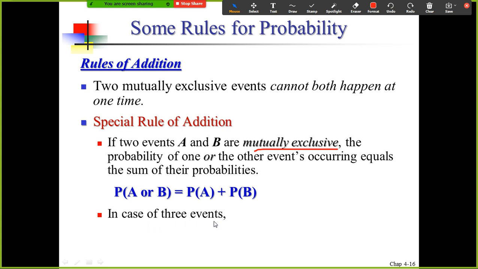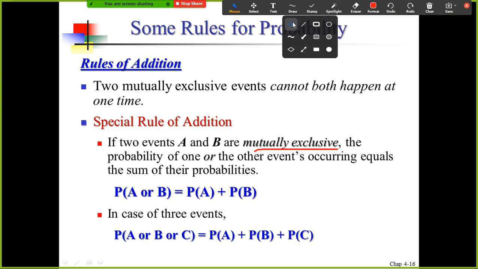In case of 3 events, because I say at least 2, that means you start from 2, at least you have 2. It means the lowest number of events is 2, then 3, 4, 5, 6. In case we have 3 events that are mutually exclusive, the formula should be like this: the probability of A or B or C equals the probability of A plus the probability of B plus the probability of C.